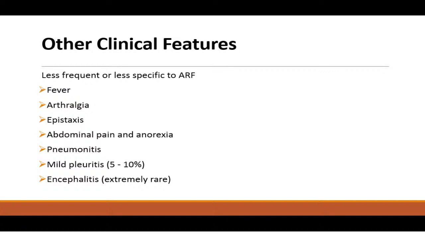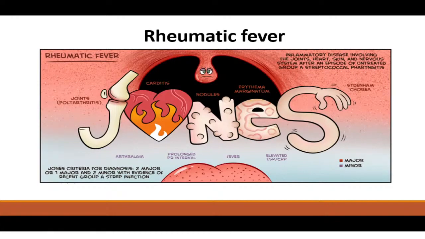And due to it, we need to differentiate this disease from other similar diseases in which we see the same symptoms. So this is, as for me, quite a good picture which can help you to remember what rheumatic fever is. You see joints, so polyarthritis, you see carditis, you see nodules, you see erythema marginatum and chorea.